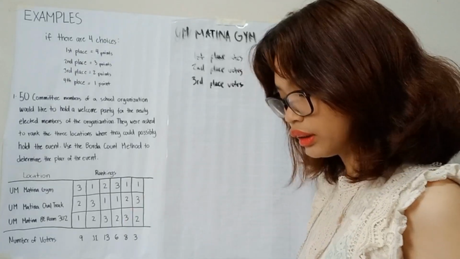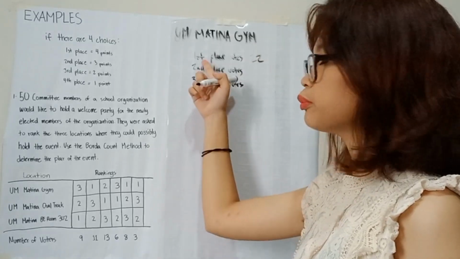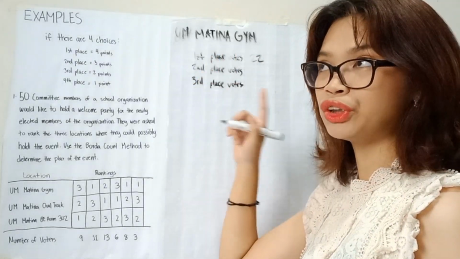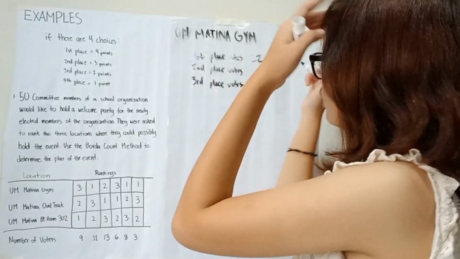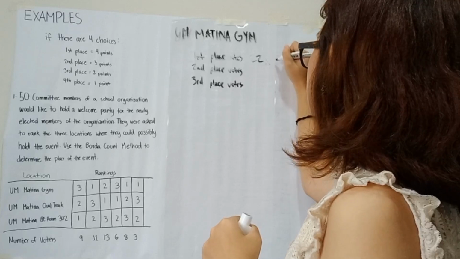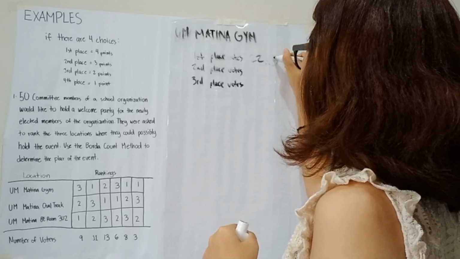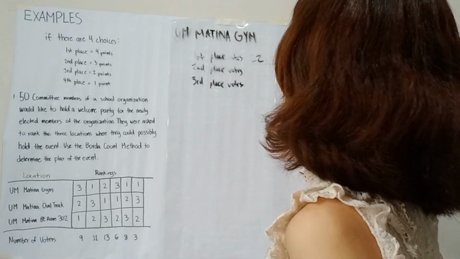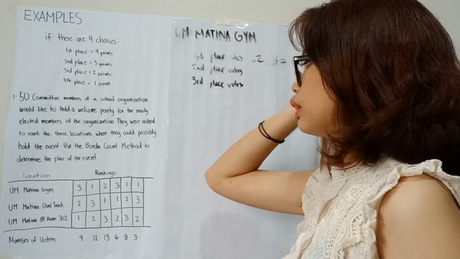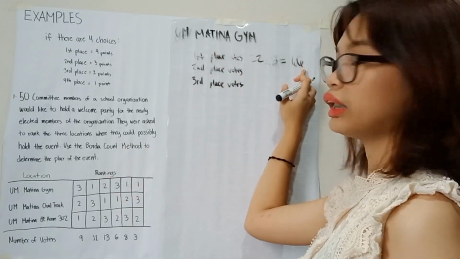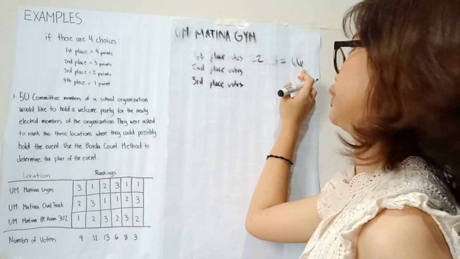22 voters. And since first place is equal to 3 points, which is the highest points, it will be 22 times 3, which is equal to 66. So for the first place of Matina Gym, we have 66 points.